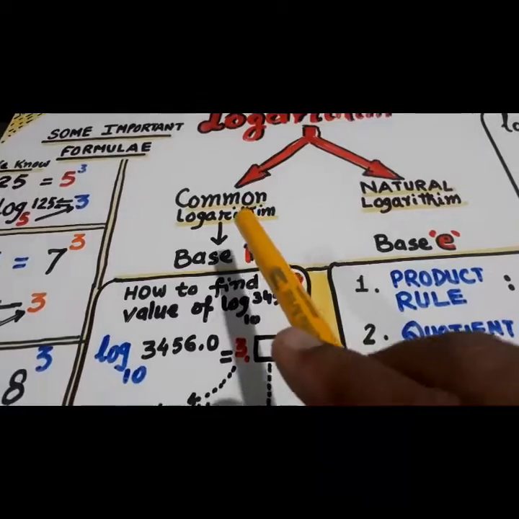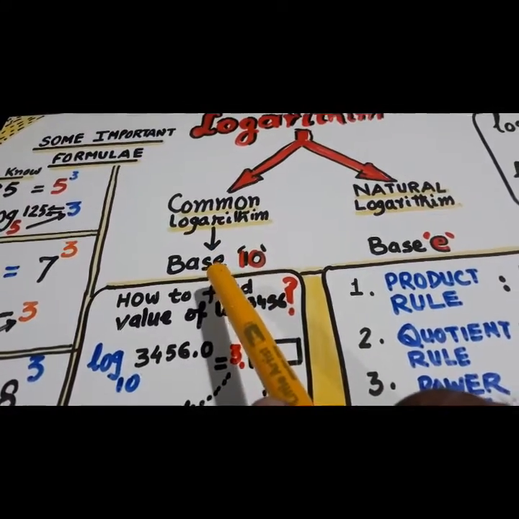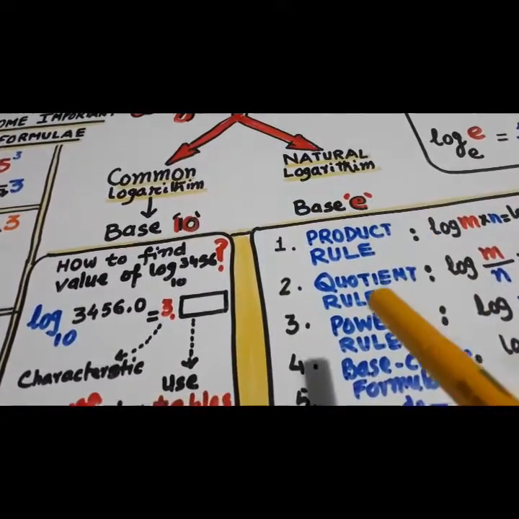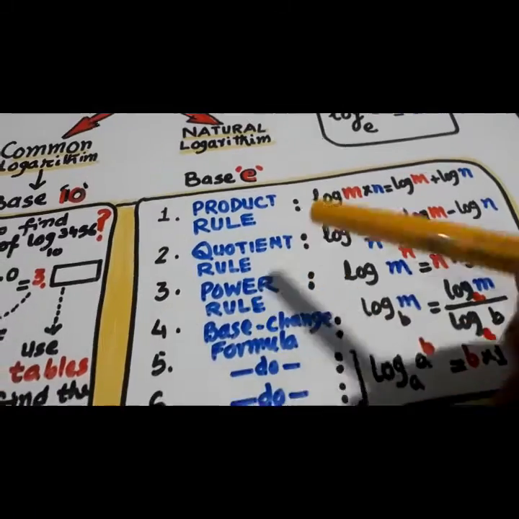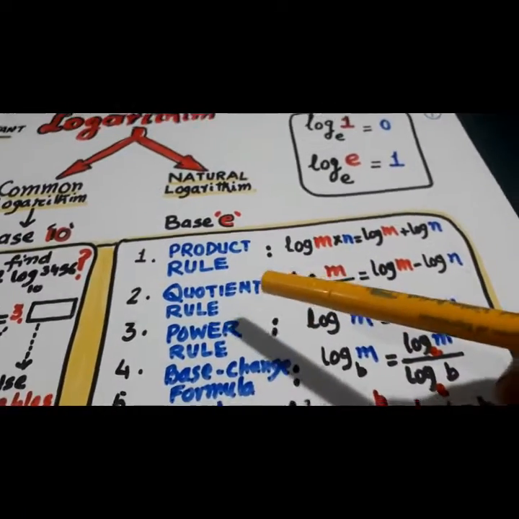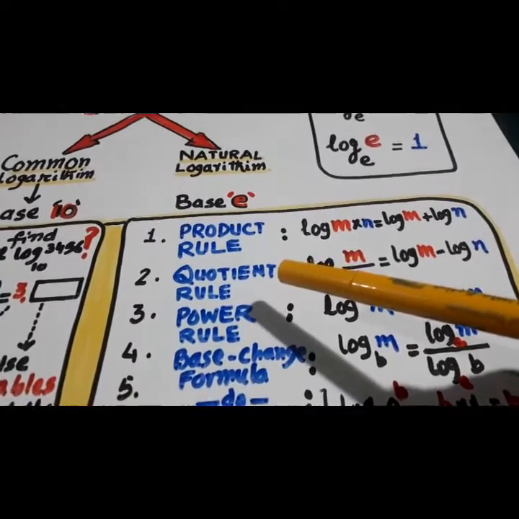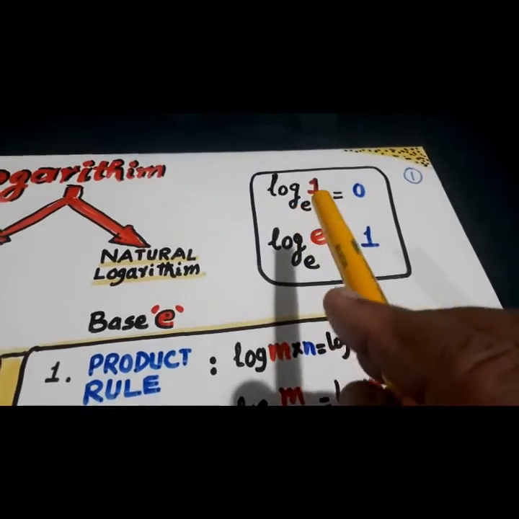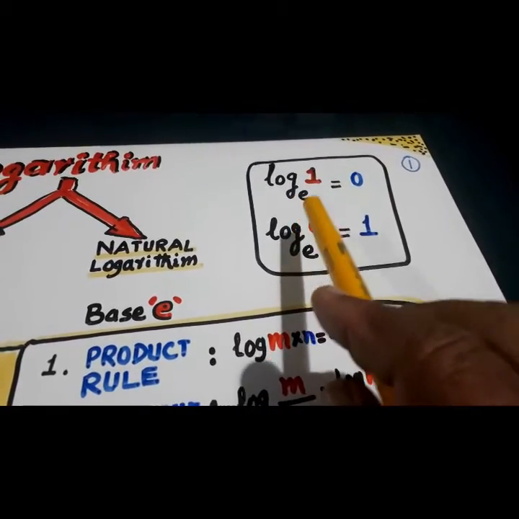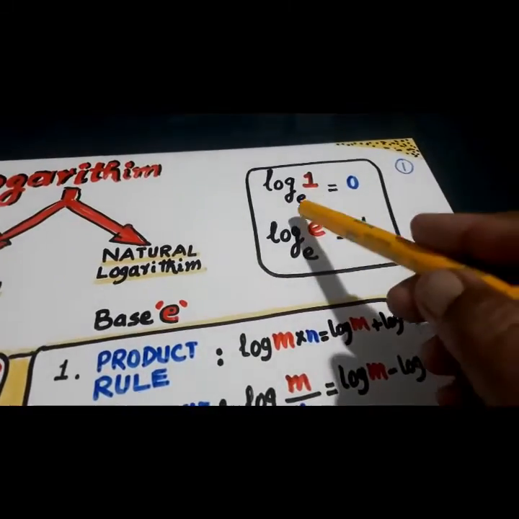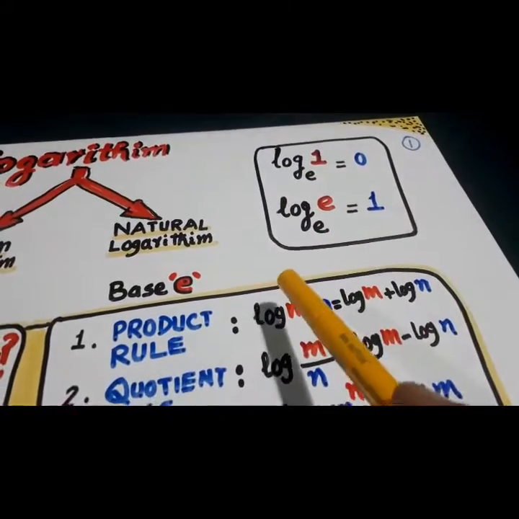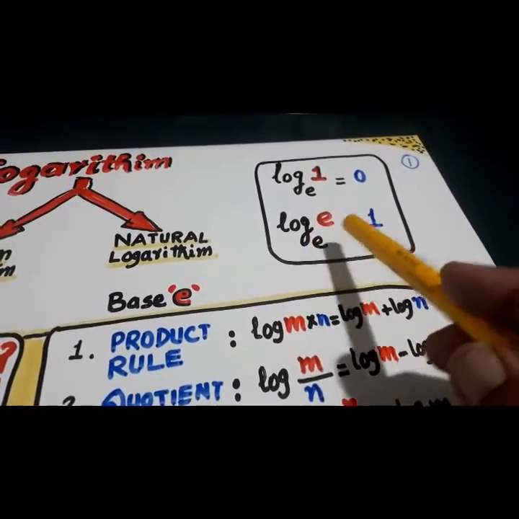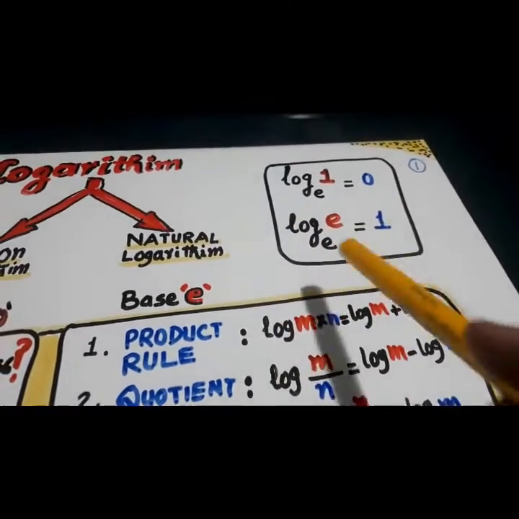Now in common logarithms, the base is 10. In case of natural logarithm, the base is e. Now there are certain formulas based on log which we shall be using in our questions. Now the first formula is log of 1 with respect to base e is equal to 0. Look here, e raised to power 0 is 1. And log of e with respect to base e is 1. e raised to power 1 is e. So this is how the formulas are.